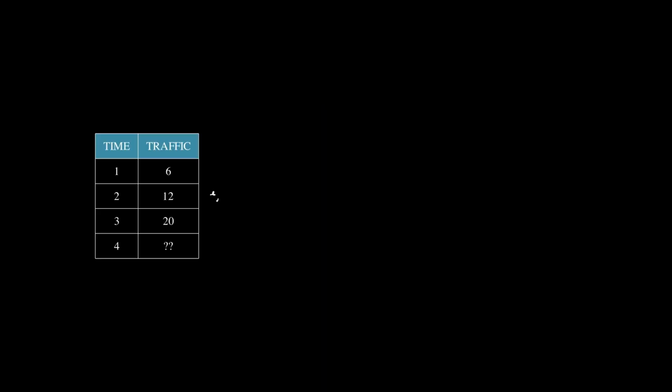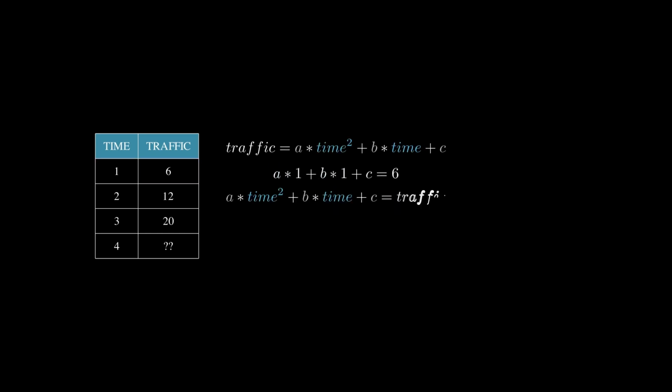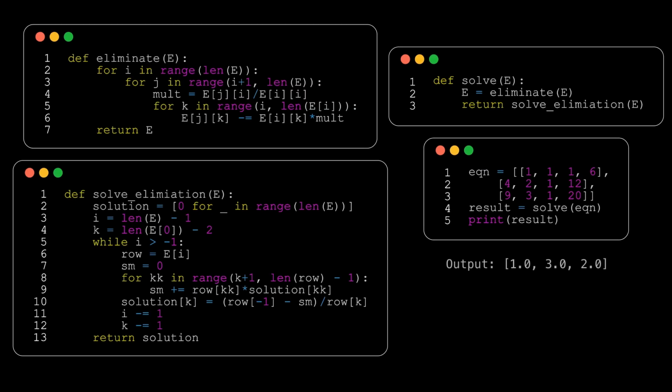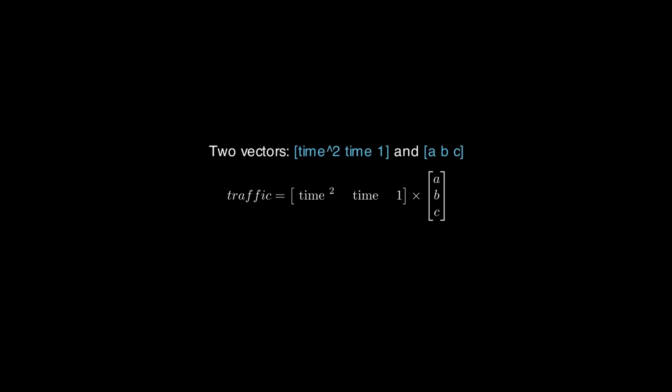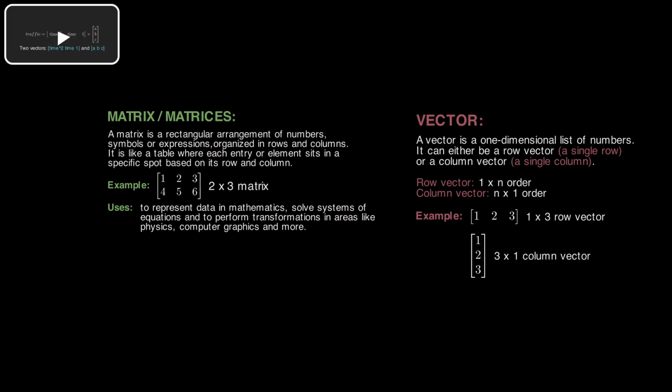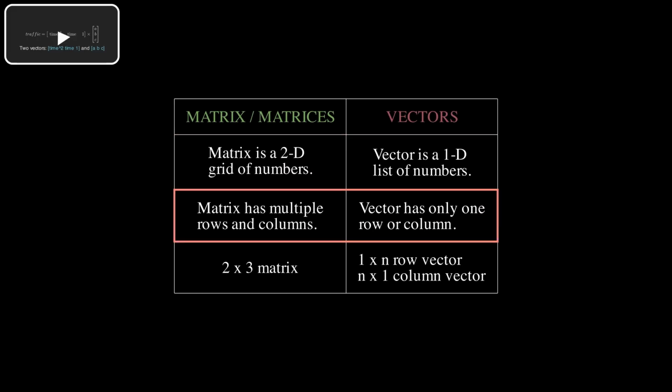We defined the equation as traffic equals a time squared plus b time plus c, and derived a system of 3 equations by substituting data points. This allowed us to solve for the coefficients a, b, and c, crucial for predicting future traffic. We then introduced matrix and vector operations, showing how quadratic equations can be represented through matrix multiplication. To strengthen this understanding, we explained the difference between matrices and vectors.